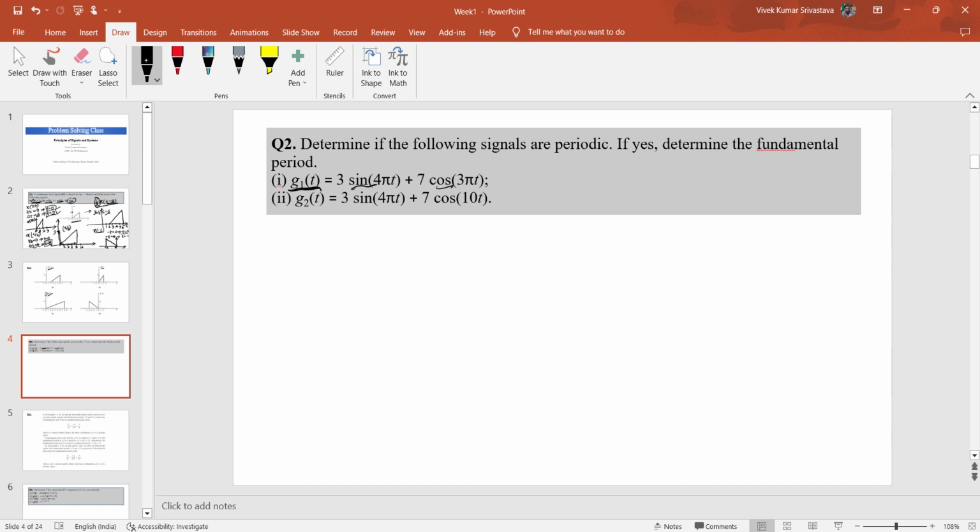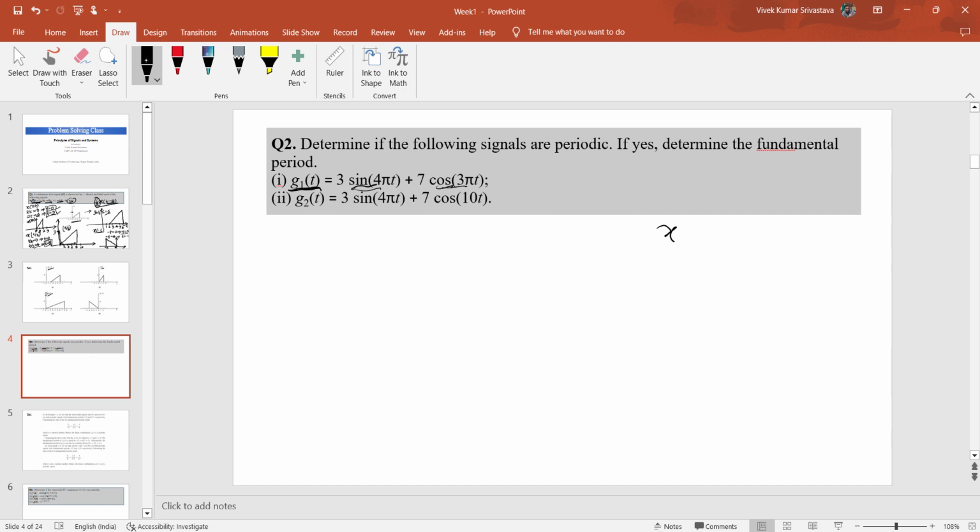Let us say we are making g1(t), which is another signal that is a combination of sine and cos. So whether it is a periodic signal or not, and if it is periodic, then what is the fundamental time period of this signal g1(t) that we have to determine. Before moving ahead, let us see some theory behind this problem.